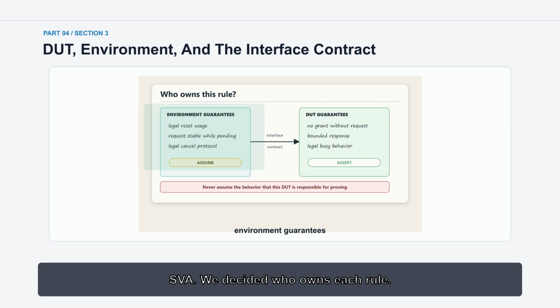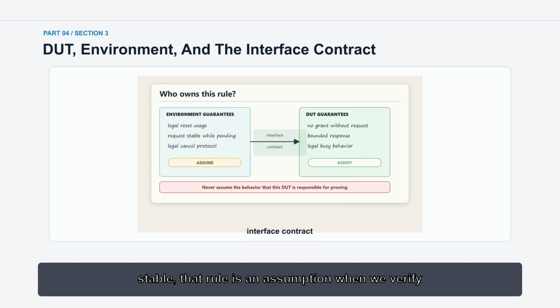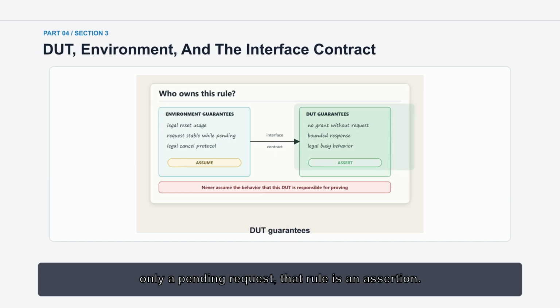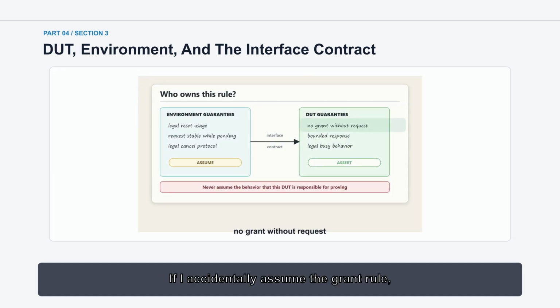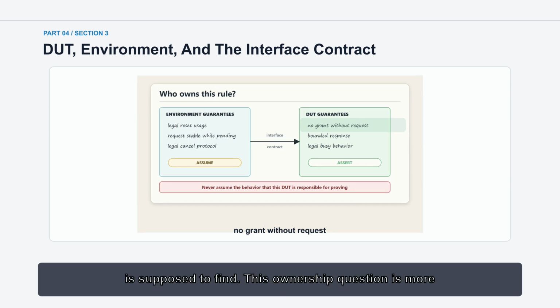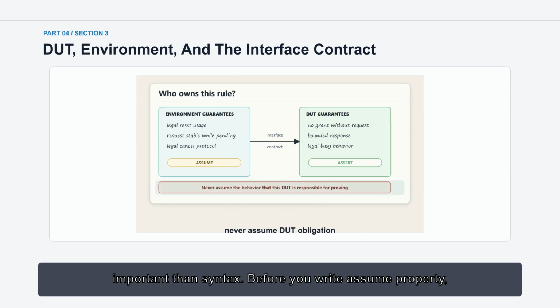We decided who owns each rule. If the requester is responsible for keeping requests stable, that rule is an assumption when we verify the arbiter. If the arbiter is responsible for granting only a pending request, that rule is an assertion. If I accidentally assume the grant rule, I have removed the very bug the arbiter proof is supposed to find. This ownership question is more important than syntax.